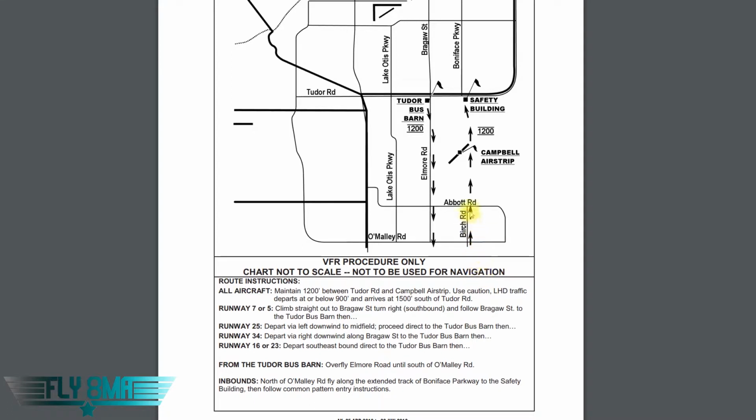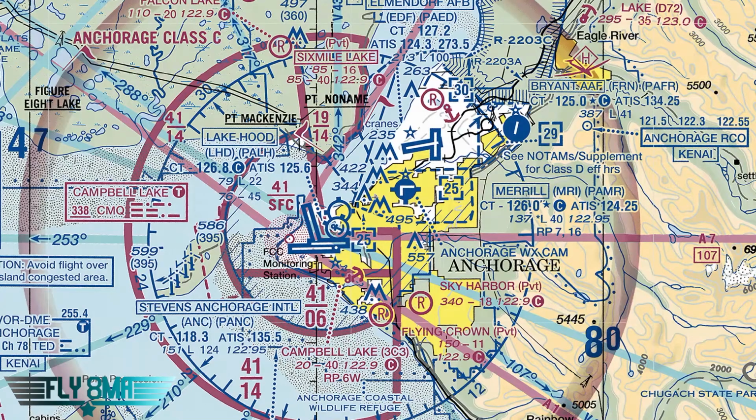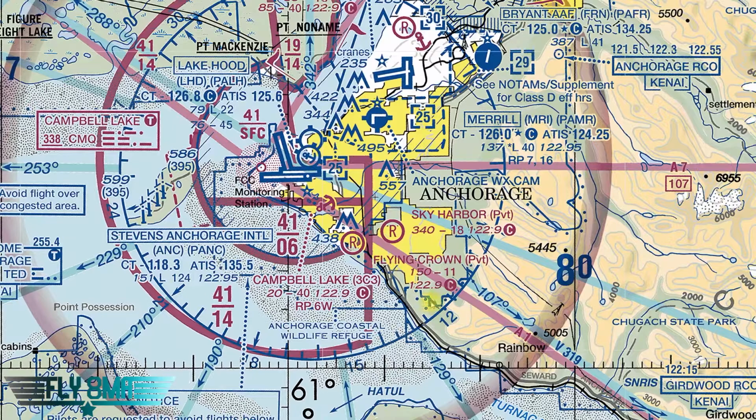So Birch Road, passing the Campbell airstrip to the safety building, that extended center line of Boniface Parkway, begin at 1,200 feet there. Try to contact Merrill Tower roughly when you're near the Potter's Marsh area or a few miles out. Don't contact them when you're right here. That makes it really difficult for everybody. Give them a heads up that you're coming.